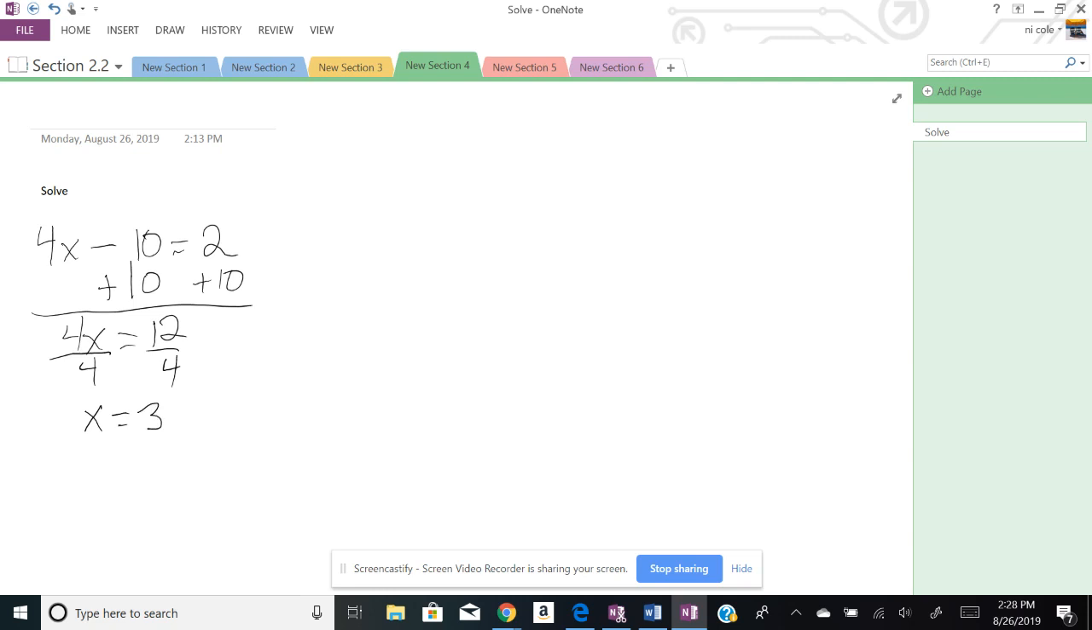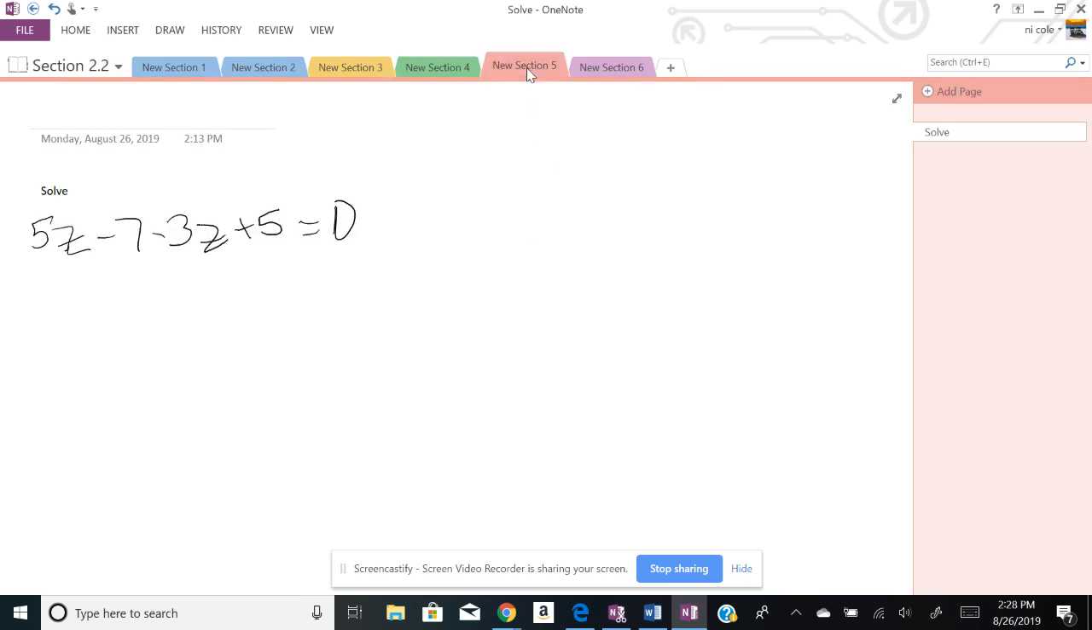Now I need to check. So I'm going to do 4 times 3 minus 10. Is that equal to 2? Well, 4 times 3 is 12, minus 10, is that equal to 2? 2 is equal to 2. That checks. That's great.